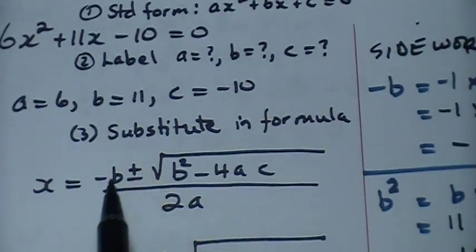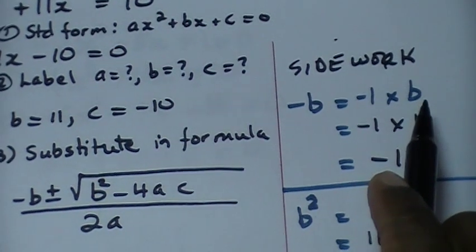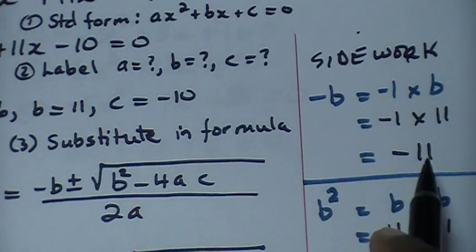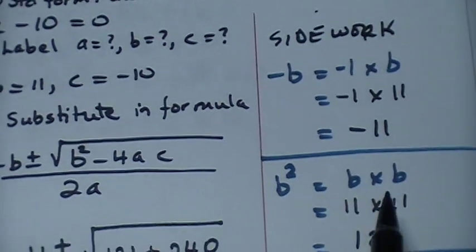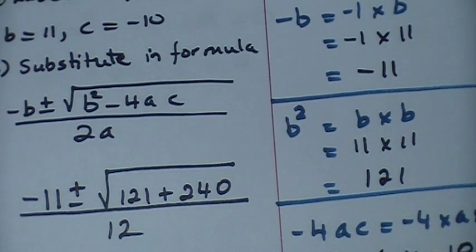In the formula we have negative b, that's the first part. Negative b means negative 1 times the value of b. The value of b is 11, positive 11. Unlike signs, that gives us negative 11. The next part is b squared, which means b times b. And b is 11, so it's 11 times 11, 121.